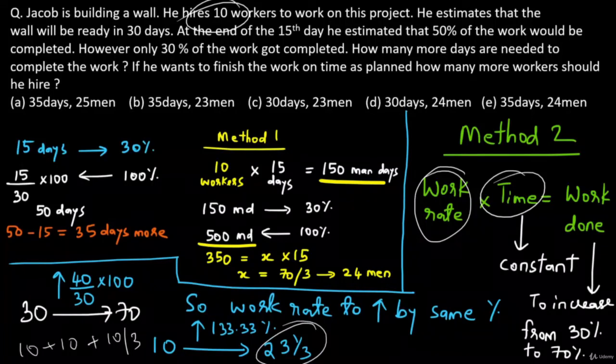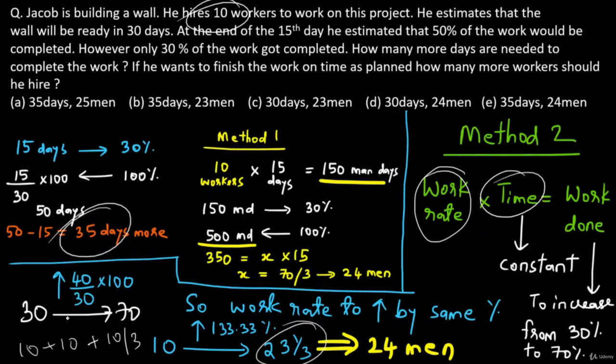Now, as you cannot hire 1 by 3 of a man, we need to hire 24 men. And that is the correct answer to this question. So what's the correct answer? We have 35 days over here and 24 men, which is answer option E.